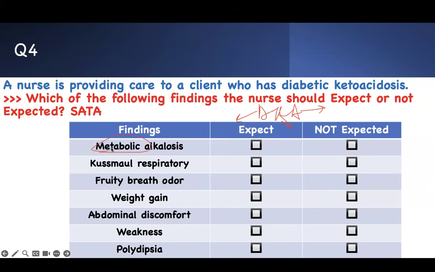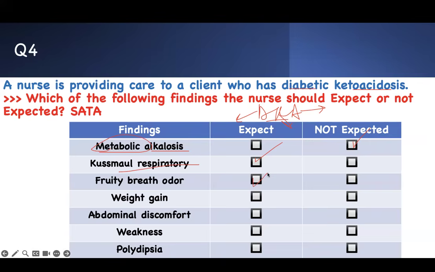This one says metabolic alkalosis. The name says acidosis. Therefore, this is not expected. If you have acidosis, you got to get rid of your acidosis through a respiratory alkalosis or what? Respiratory acidosis. What do you think? If I have an acidosis, I should compensate with what? Respiratory alkalosis. And how do you show respiratory alkalosis? Kussmaul breathing expected. Of course, if I have ketones, I'm going to have urine odor.